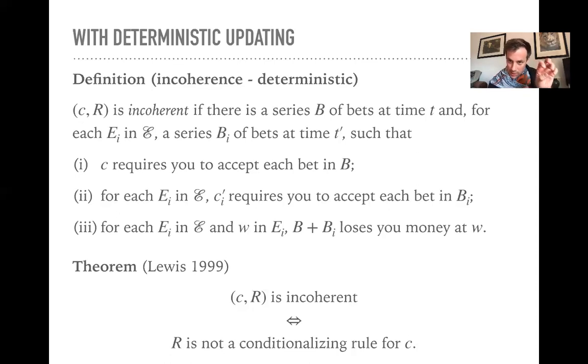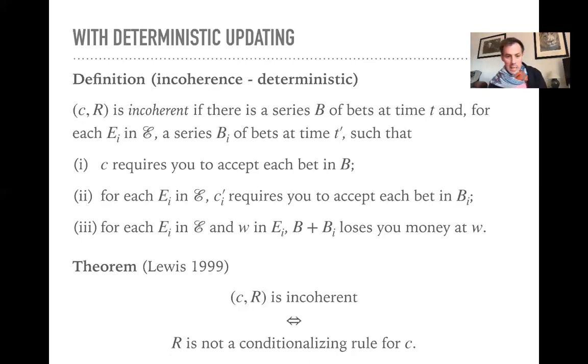Incoherence if the following thing's true. There's a series of bets that you might make at the earlier time, and for each piece of evidence you might receive, a series of bets that you might be offered at the later time, such that the following is true. At the earlier time, your prior credence function would require you to accept each bet in the earlier series of bets. For each piece of evidence you receive, your later credence function, which you would adopt were you to learn that evidence and follow the rule, requires you to accept each of the bets in the relevant later series. And for each piece of evidence and each world that makes that evidence true, I've put the world in the evidence because I'm thinking of propositions as sets of possible worlds, the combination of the earlier bets and the later bets you would be offered in that situation loses you money at that world.